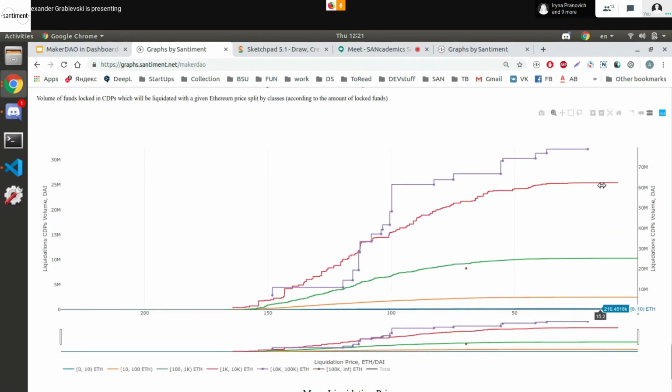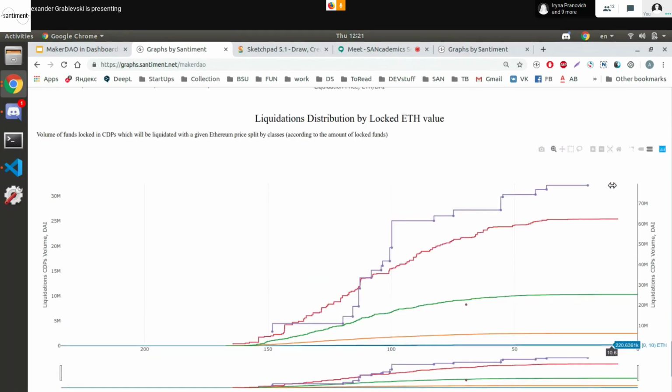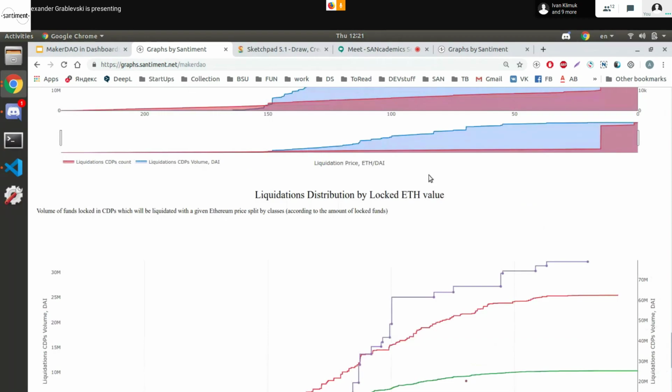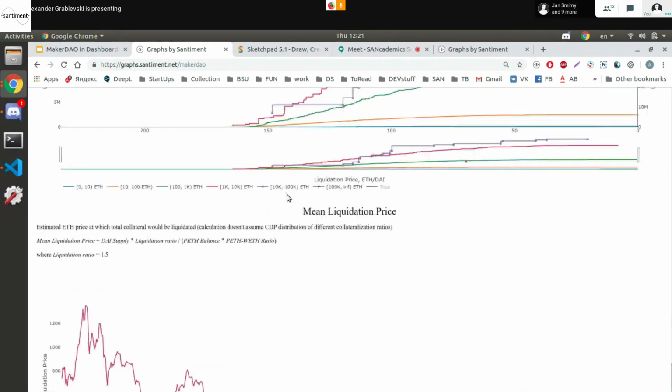So that's basically it. To summarize, these two graphs show you the distribution of how the Maker system is protected against the fall of the ETH price.